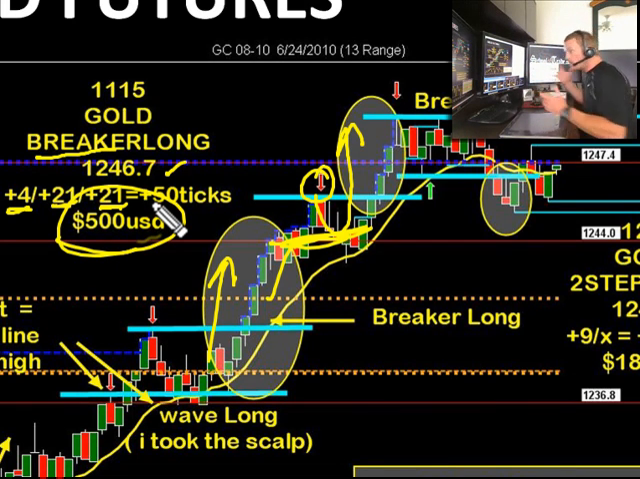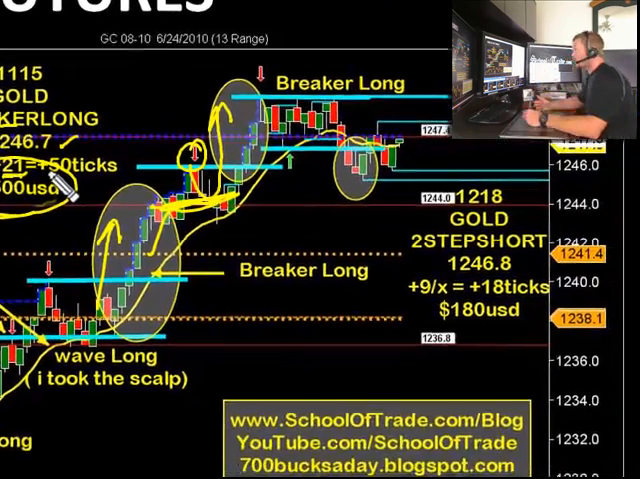All right, but again, we make our own luck, knowing where it was, how to get into it, right, and how to manage the trade. Guys, these are all ways where you can make your own lucky trades. Okay, so we took $500 out of that trade, guys, 11.15 on the gold. We took that here on the 13 range.